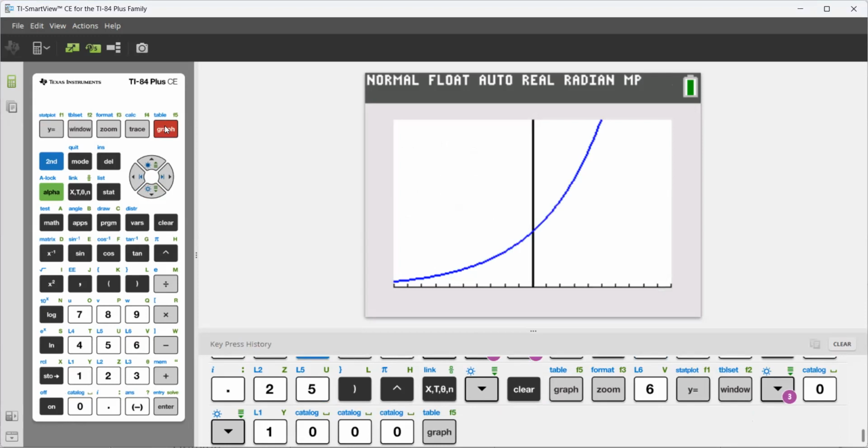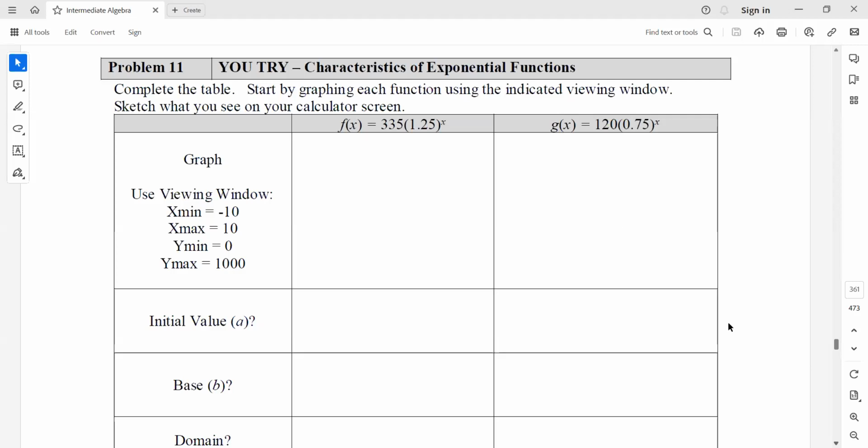Remember, the horizontal asymptote is always y equals 0, which is the x-axis. All right. Now, let's look at the rest of the questions. Now it asks us, what is the initial value? The initial value is A. Now remember, you have to draw the graph in this box. So the initial value is A, 335.